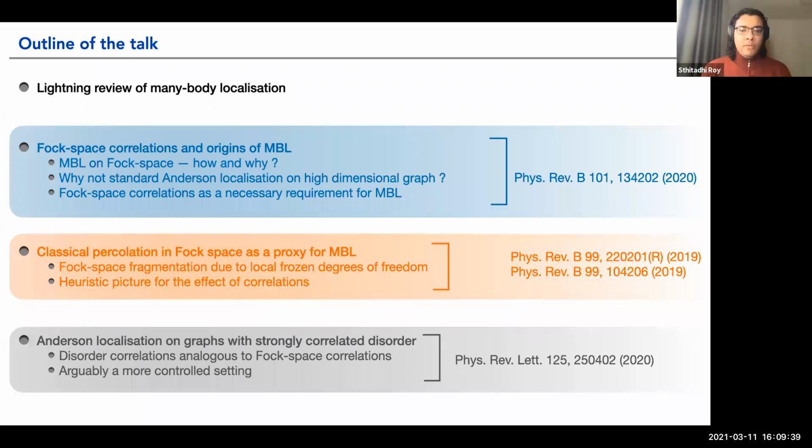And finally, if I have time, I'm going to switch gears and talk about a single particle Anderson localization problem on high dimensional graphs again, but with strongly correlated disorder. In fact, these disorder correlations would mimic the disorder correlations on the Fock space of a many-body system. And the motivation behind studying this was that, arguably, this is a more controlled setting for studying the effect of correlations in the sense of distilling them out. All right, so that's the plan of the talk.